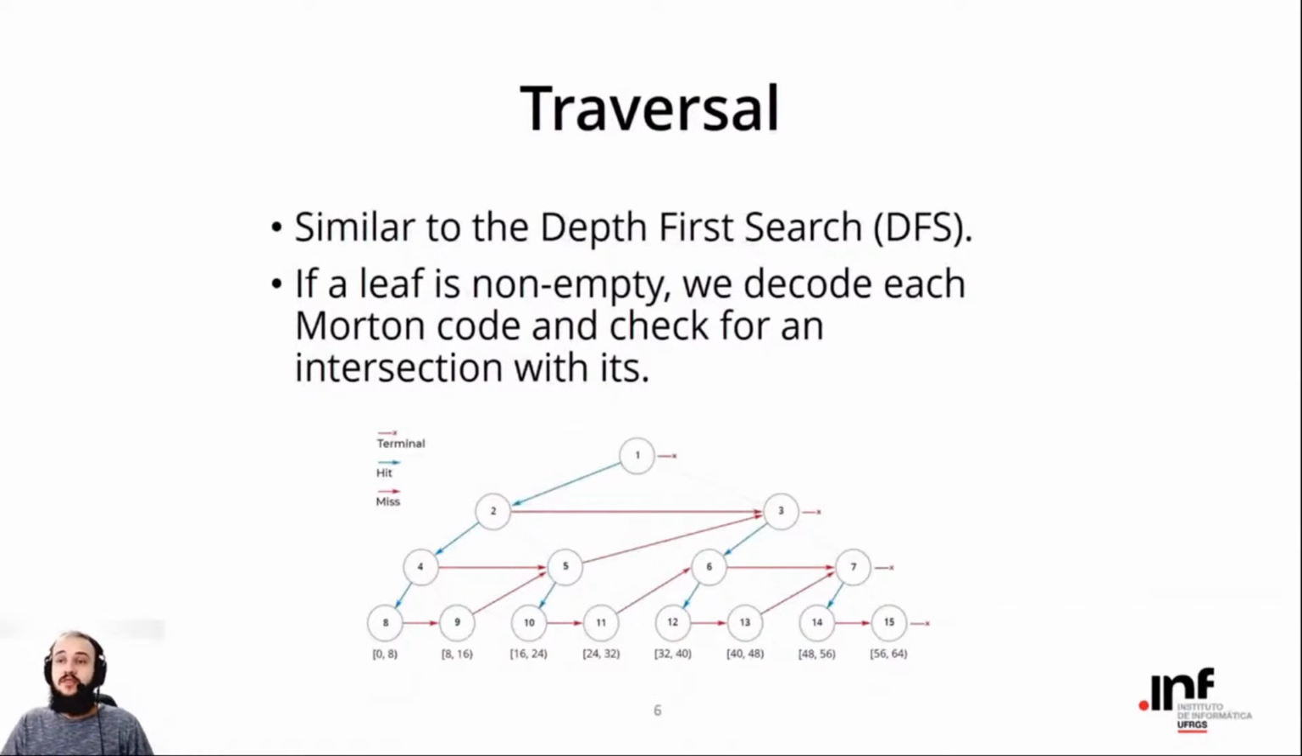The traversal is done in a classic depth-first search fashion with minor modifications. Before doing any intersection test, we must verify if the current node is empty. In the figure, we have a demonstration of how we would traverse a tree with Morton codes in the range 0 to 64. A detailed example is done step by step in the final presentation.